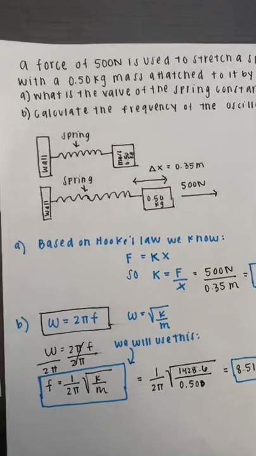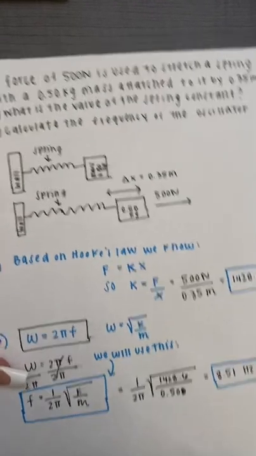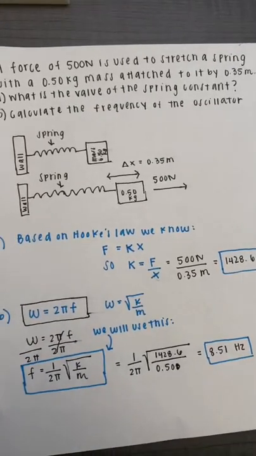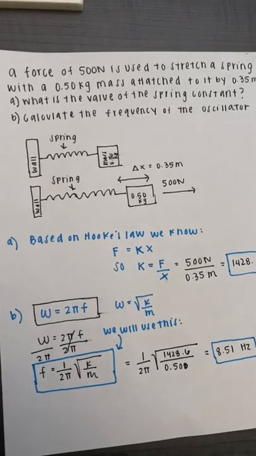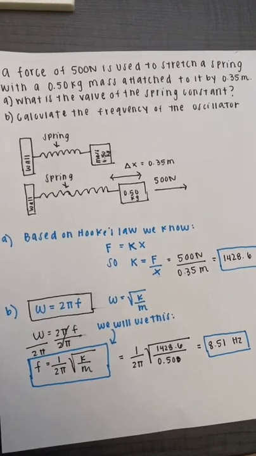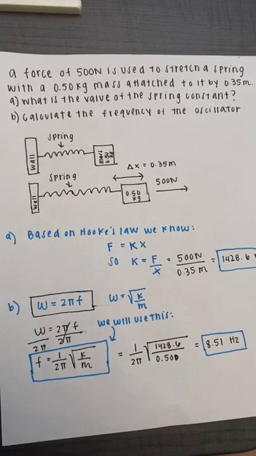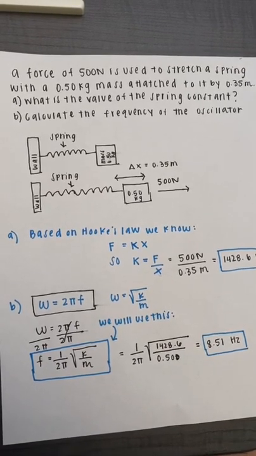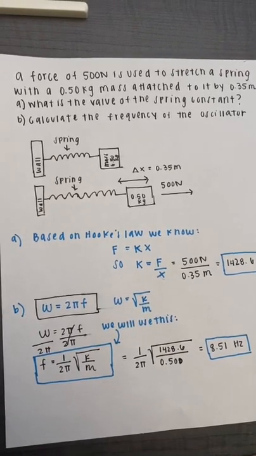Problem number 1. A force of 500 newtons is used to stretch a spring with a 50 kilogram mass attached to it by 0.35 meters. What is the value of the spring constant, and calculate the frequency of the oscillator?